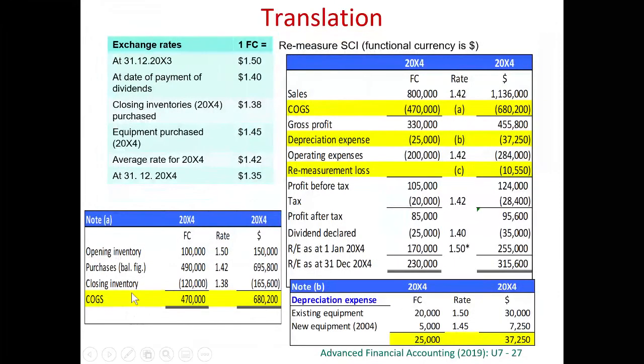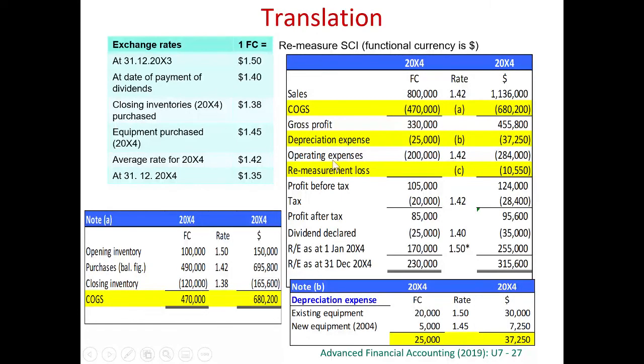The opening inventory is 100,000. The closing inventory is 120. The cost of goods sold is 470. Therefore, the only figure missing is the purchase. So the purchase is the balancing figure. And therefore, opening inventory plus purchase minus closing inventory will be the cost of goods sold.